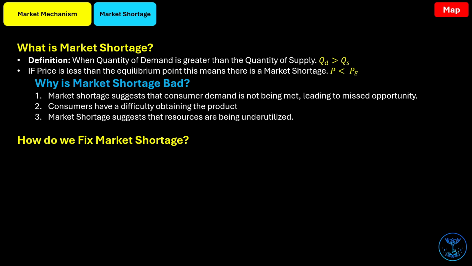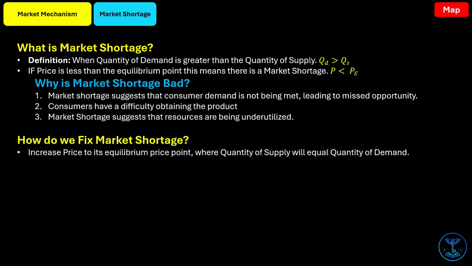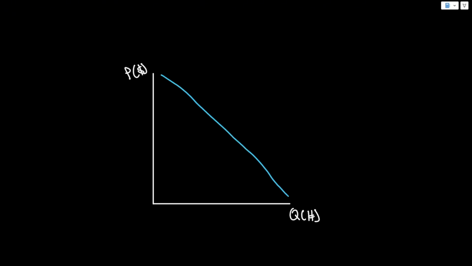So how do we fix market shortage? We have to increase the price to its equilibrium price point where quantity of supply will equal quantity of demand. So let's go into an example. All right, to visualize market shortage is very simple since it's the exact opposite of the market surplus. So let's first do our graph again. Q on the bottom, and then price on the top. Let's get our demand curve. And then let's get our supply curve.